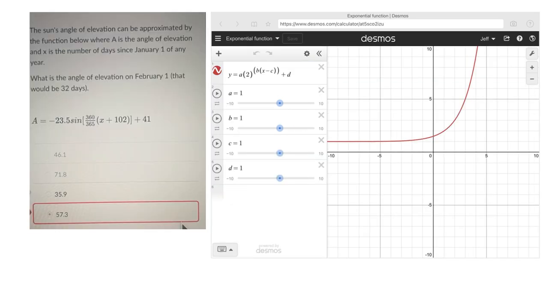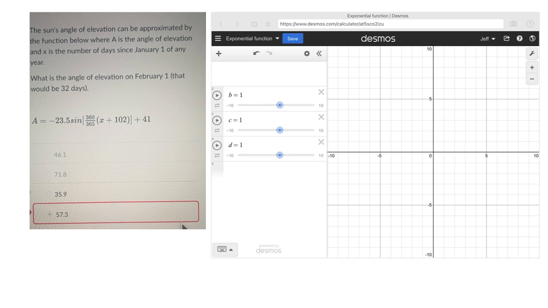Okay, let's try one that's very similar. The sun's angle of elevation is approximated by that, and so let's graph it. I don't know what this graph is that's on there now. Let's get rid of that and put in a new one.